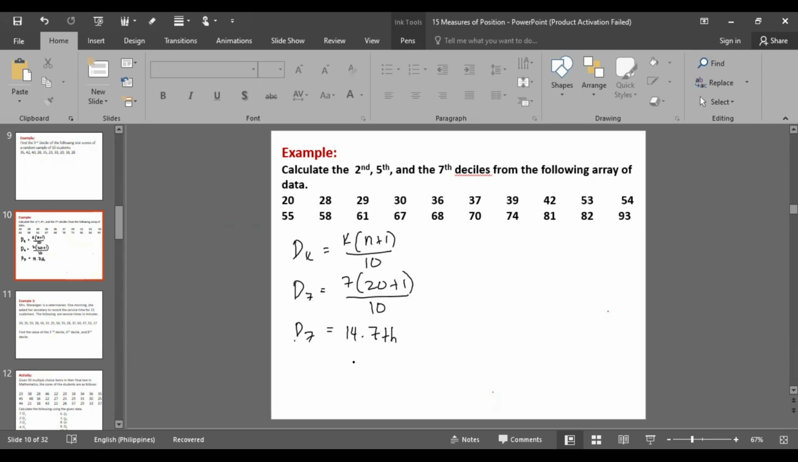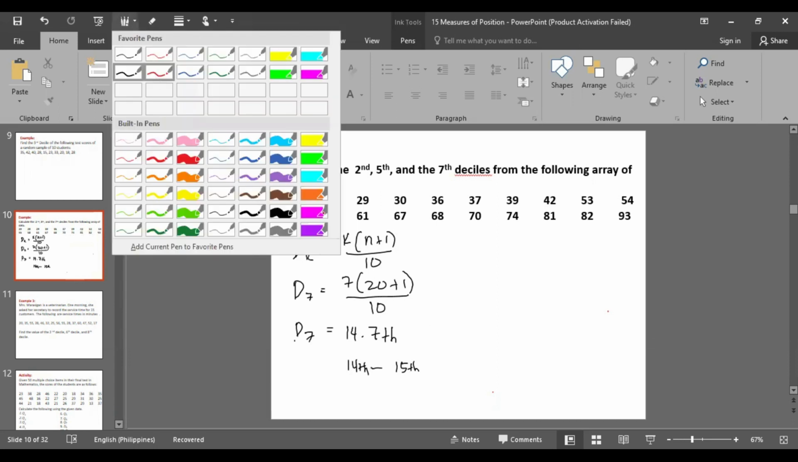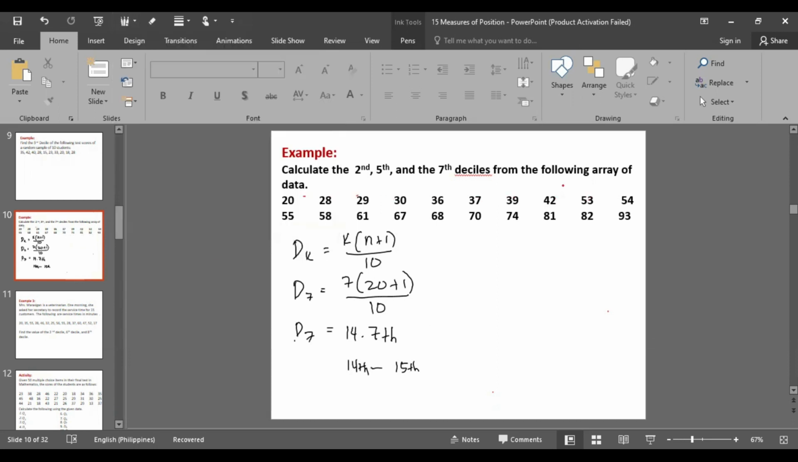So, ibig sabihin, between 14th and 15th score points. So, nasaan yan? 1, 2, 3, 4, 5, 6, 7, 8, 9, 10, 11, 12, 13, 14, 15. Nasa gitna niyan yung 7th decile. So, to determine the 7th decile, we add the 14th score point to the product between 0.7 and the difference between the 15th score point and 14th score point.